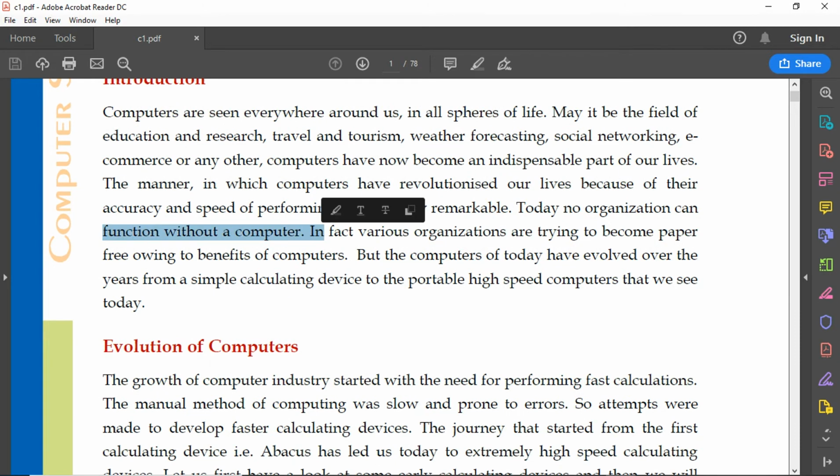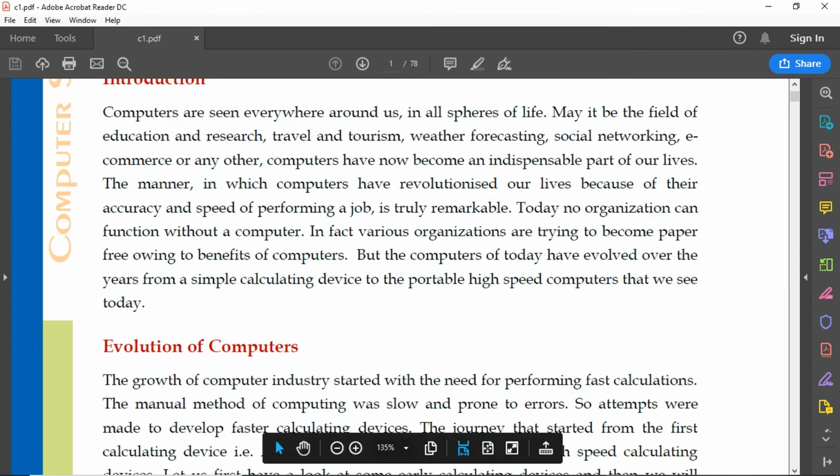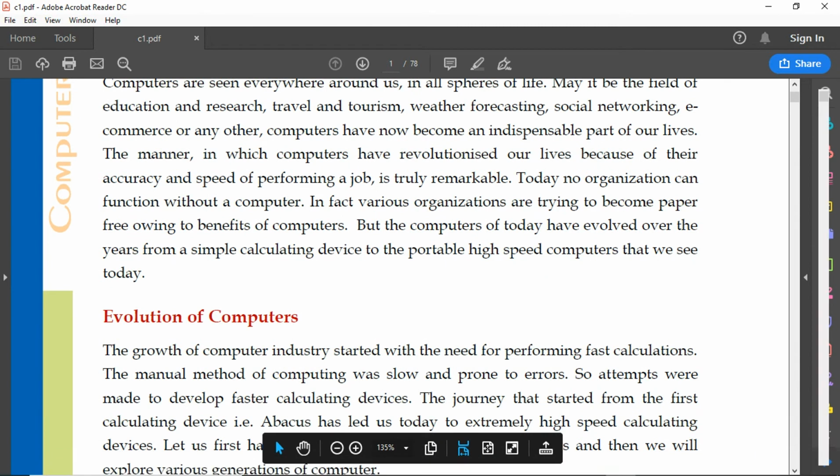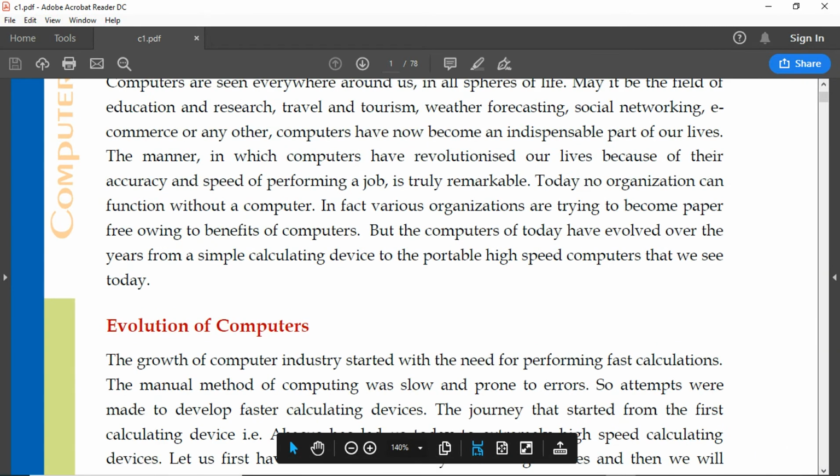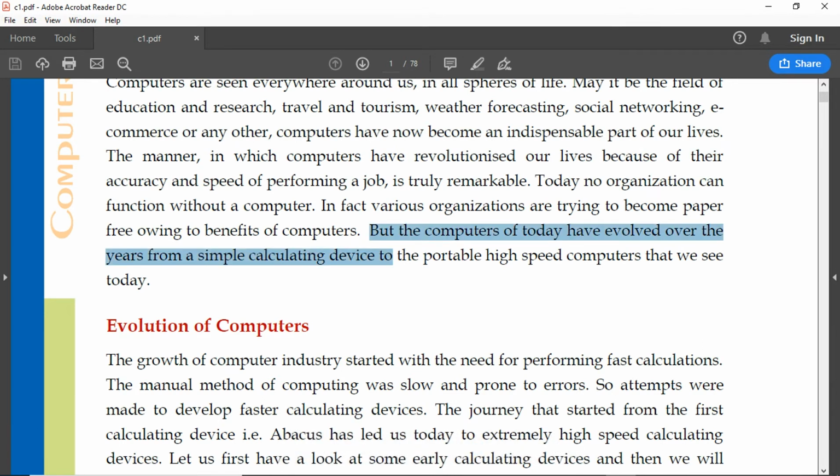In fact, various organizations are trying to become paper-free owing to benefits of computers. But the computers of today have evolved over the years from a simple calculating device to the portable high-speed computers that we see today. Evolution of computers.